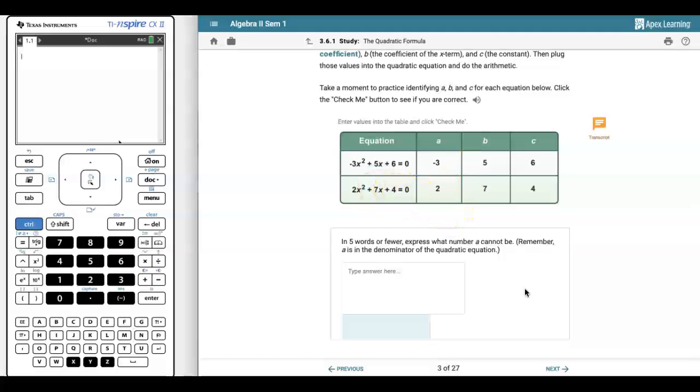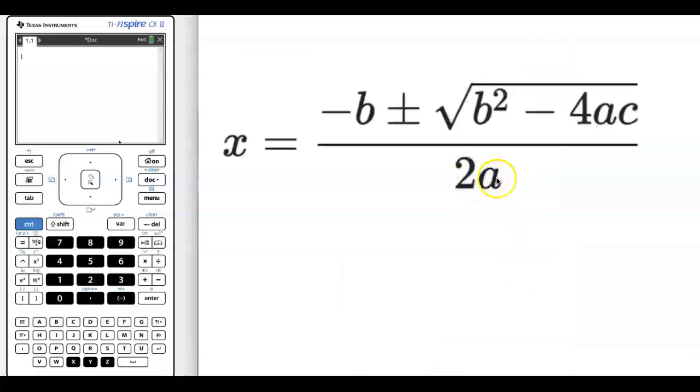All right, and then in the box below, express what number a cannot be. A cannot be 0. It says the denominator of the quadratic equation, which means that number down here. And the reason that a cannot be 0 is because you cannot divide by 0. It will usually give you an error if you try that in your calculator.